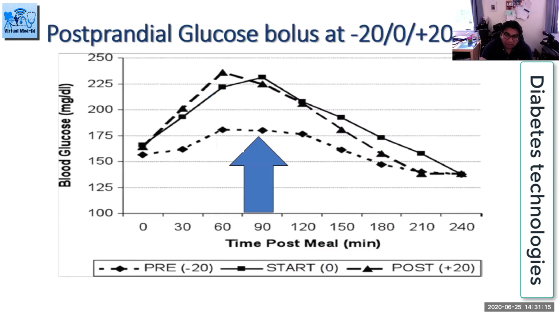And just to give you an illustration again to reiterate the point: if you look at postprandial glucose after a bolus of insulin 20 minutes before, at the time of the meal, and 20 minutes later, you can see that the diamond-shaped line is the 20 minutes before. You can see it flattens the curve because your insulin is kicking in much earlier in anticipation of the glucose rise, as opposed to giving it at the time of the meal or 20 minutes later.